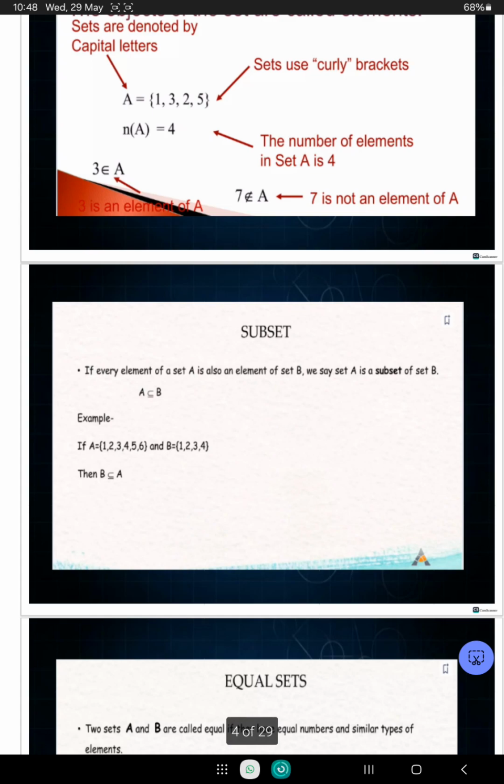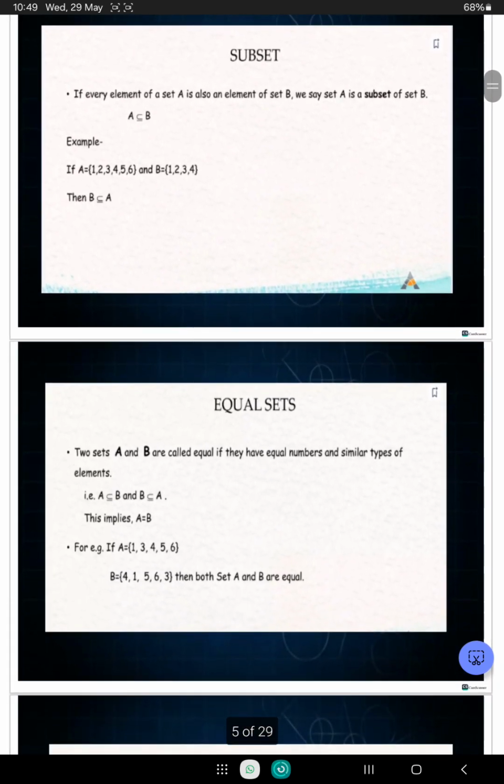Subset: if every element of set A is also an element of set B, we say that A is a subset of B. For example, if set A contains 1, 2, 3, 4, 5, 6 and set B contains 1, 2, 3, 4, all the elements of B are included in set A, which means B is a subset of A. Equal sets: two sets are called equal if they have the same elements.